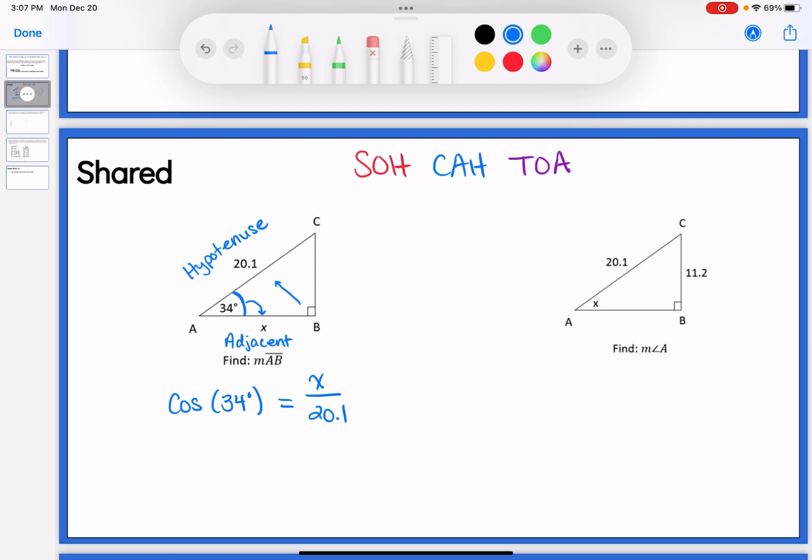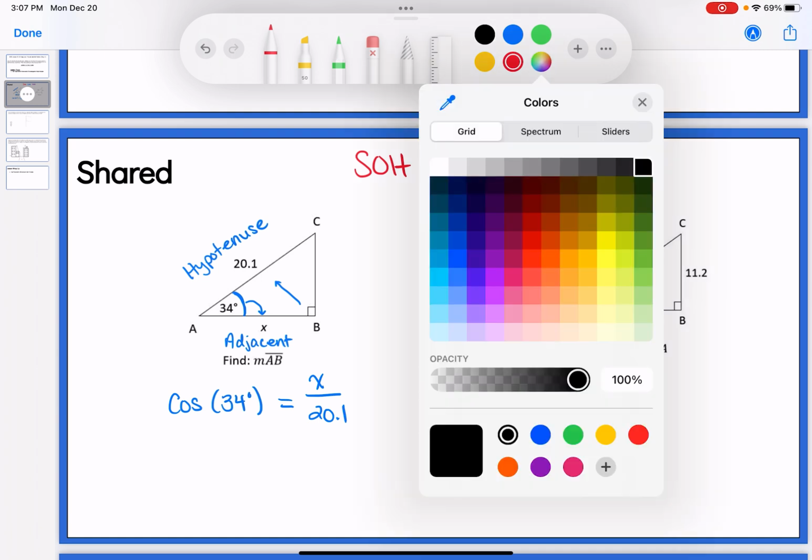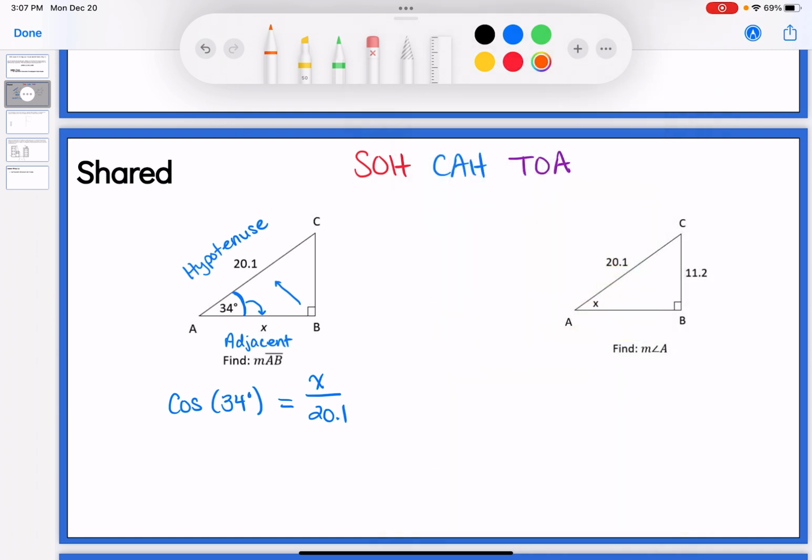Right now, remember, I'm trying to solve for X, so I have to get X by itself. In order to do that, I need to get rid of this 20.1. Well, right now it says X divided by 20.1, so to get rid of it, I could multiply it times 20.1. Now this seems like maybe a step that you don't need to show, but you absolutely do. You have to show the step where it says X equals 20.1 times the cosine of 34 degrees.